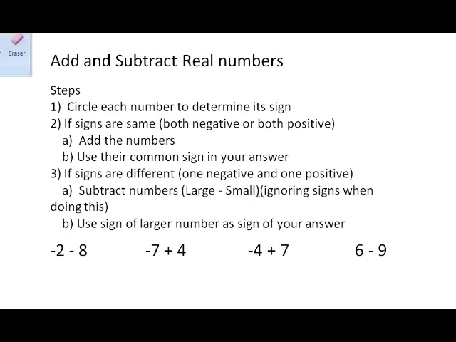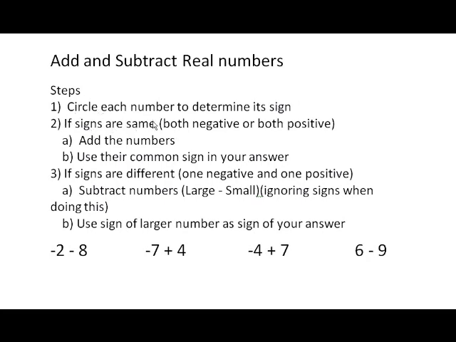This video is on adding and subtracting real numbers. Real numbers are any number that's on a number line. So pretty much any number with a sign, positive numbers and negative numbers. The steps are, step number 1, circle each number to determine its sign. This is kind of important, and I'll talk about that here in a second.